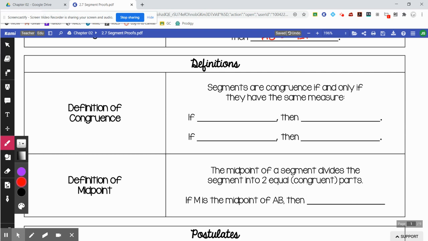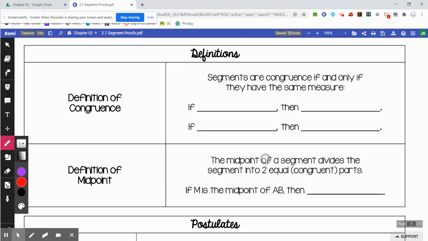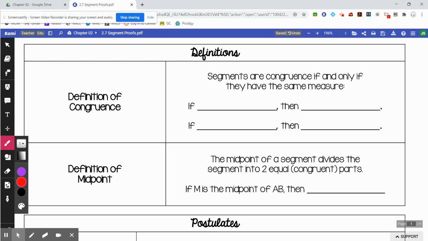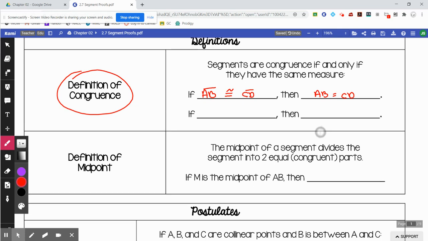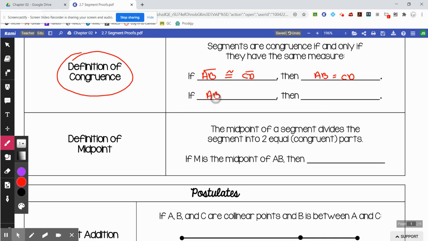Now let's go back and remind you of some previous definitions that you need to put on your reference sheet here. The definition of congruence says that segments are congruent if and only if they have the same measures. That's the definition. So that means if AB is congruent to CD, by this definition of congruence, their lengths must be the same. So if they're congruent, their lengths are the same. If their lengths are the same, it works forwards and backwards. If their lengths are the same, then that means the two shapes are congruent. So that is your definition of congruence.